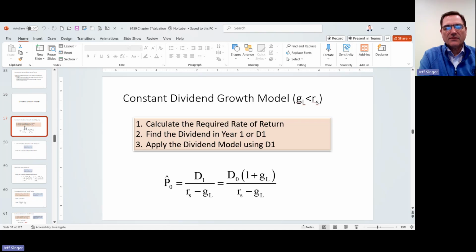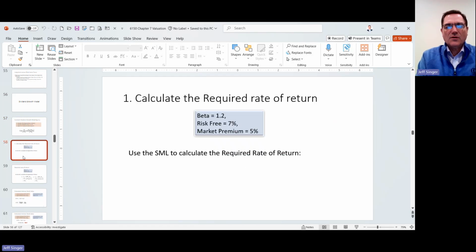I list the steps out, and I have the assumptions on the next slide. You just calculate the required rate of return. You find the dividend in year one, or we call it D1, and then apply the dividend model, which you see below there. Okay, so first calculate the required rate of return. And if I'm on an exam, I'd tell you what these things are. You would also be able to figure this out by going to the data sources.